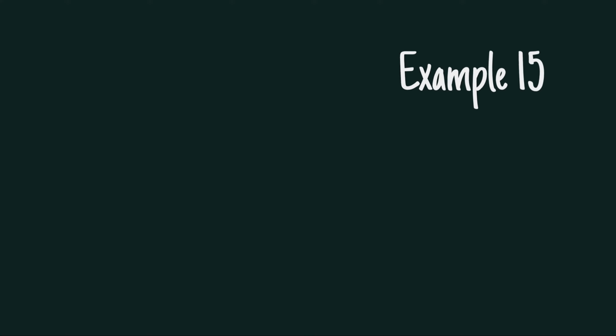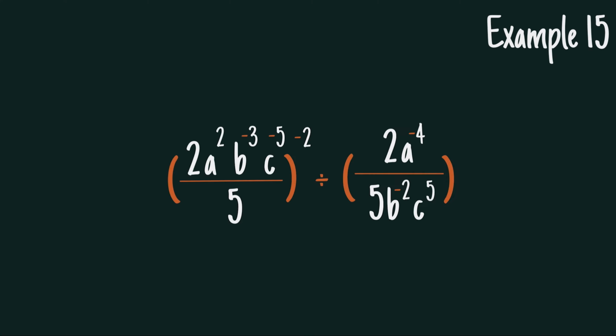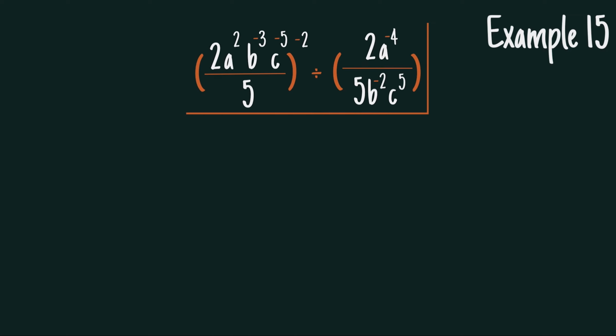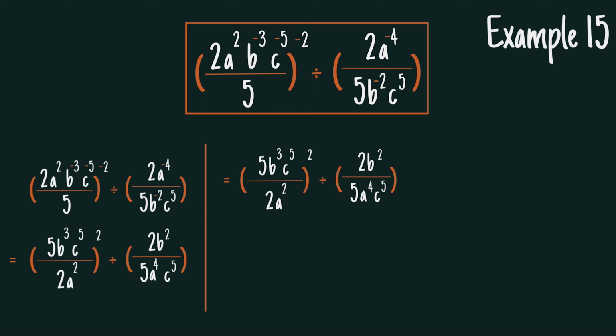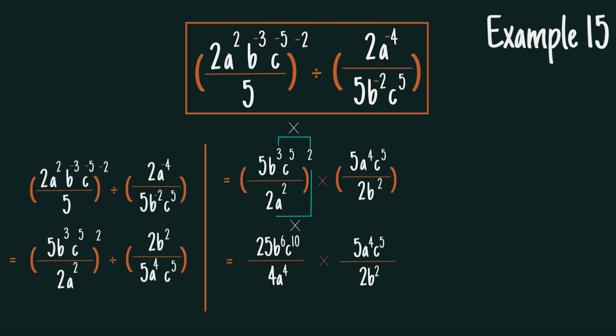Let's do one more. Here in example 15, the question is given in fractional form. We shall then choose to evaluate this using fractional algebra. First, we get rid of the negative indices. Then, flip the second term to change the division to multiplication and open up the brackets with indices. Lastly, we use the first and second law to simplify and get the answer.